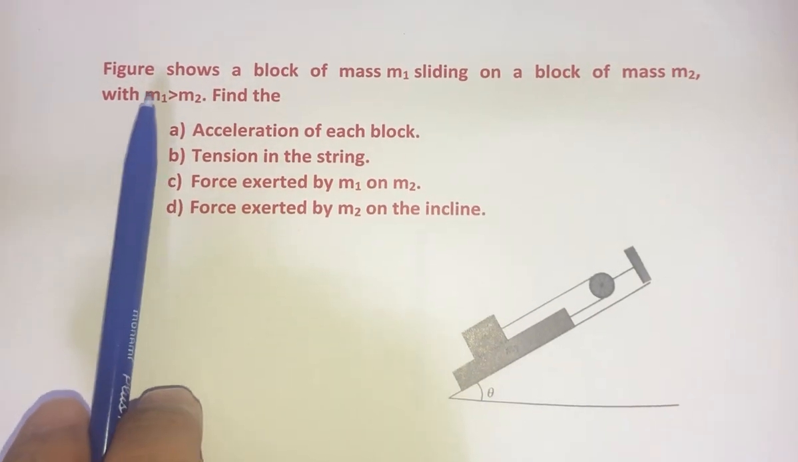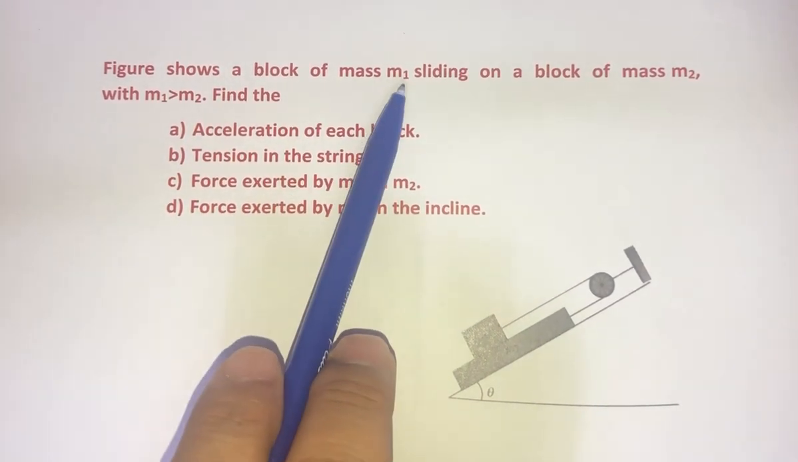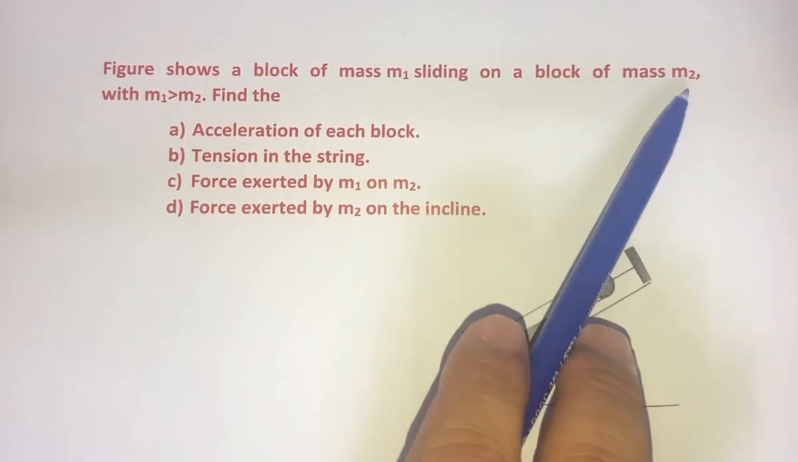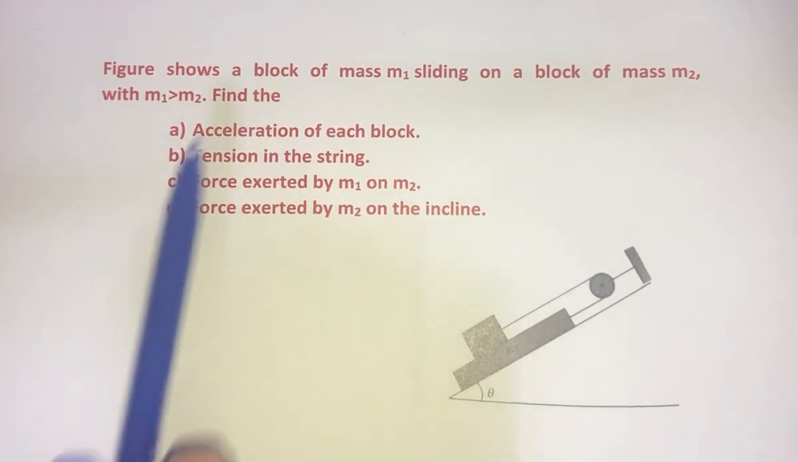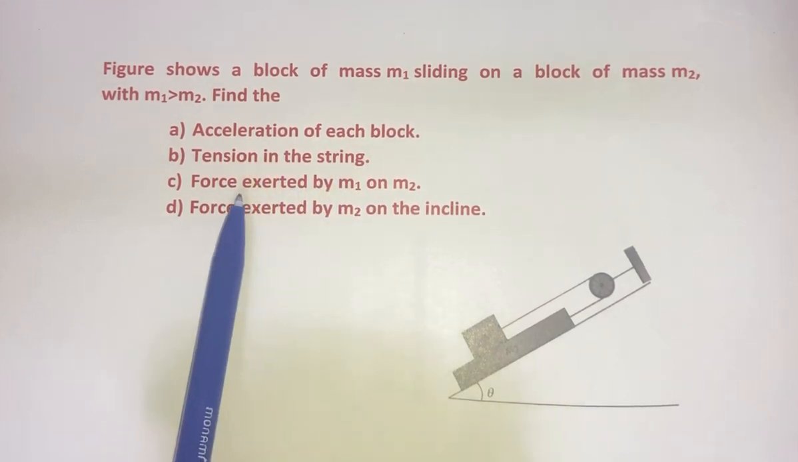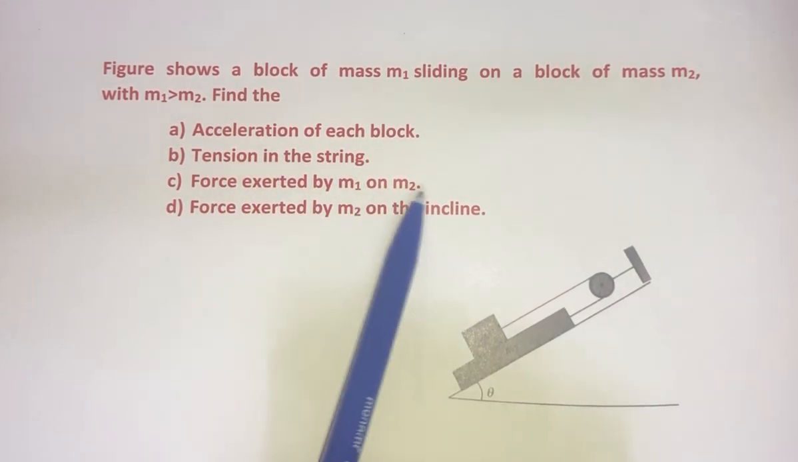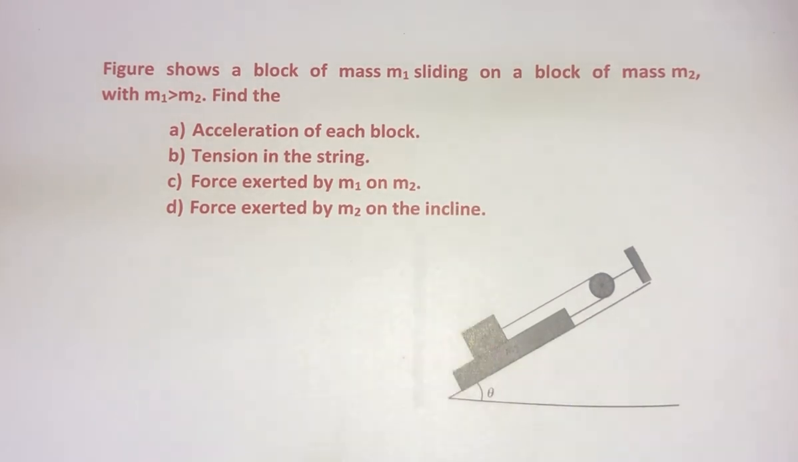Hello friends, in today's question, the figure given shows a block of mass m1 sliding on a block of mass m2, with m1 greater than m2. Find the acceleration of each block, the tension in the string, the force exerted by m1 on m2, and last, the force exerted by m2 on the incline.